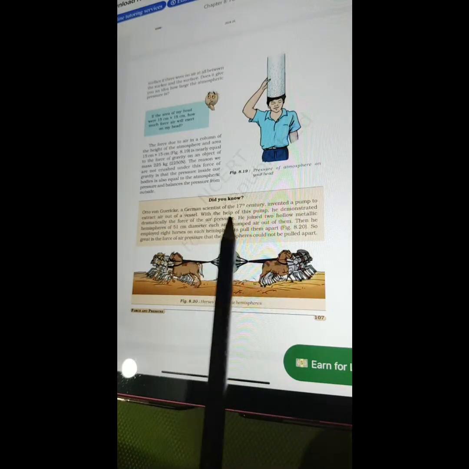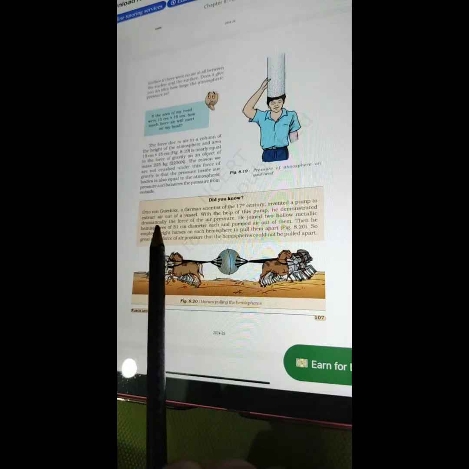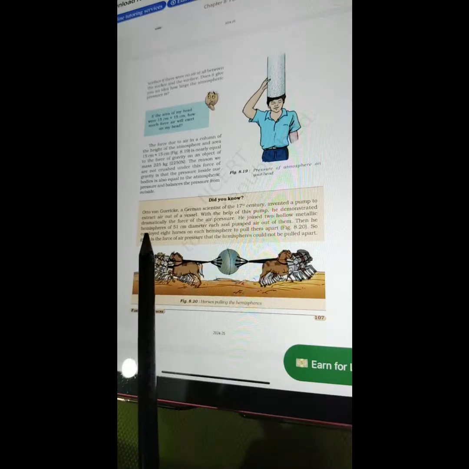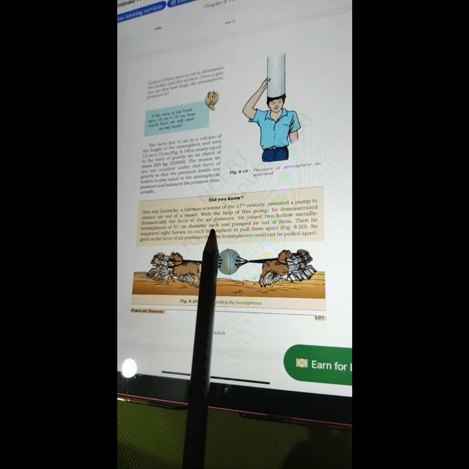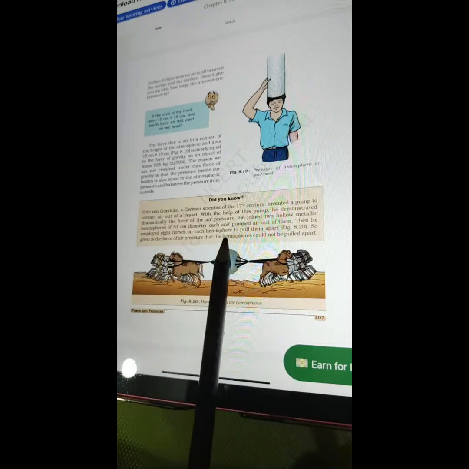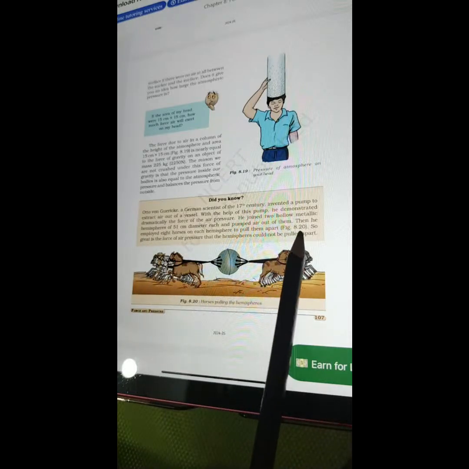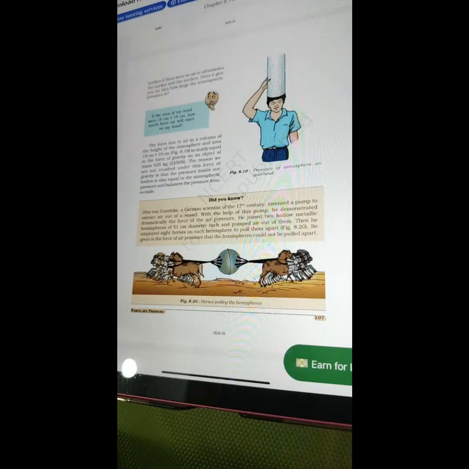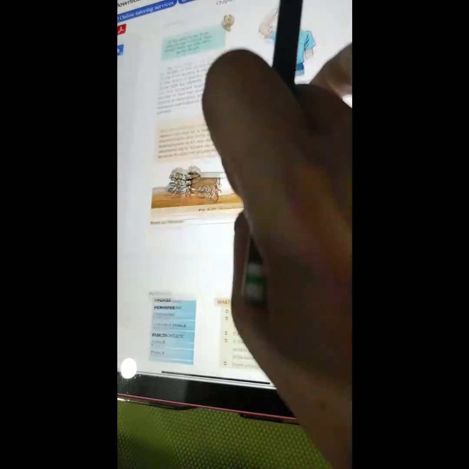Did you know Otto von Guericke, a German scientist of the 17th century, invented a pump to extract air out of a vessel? With the help of this pump, he demonstrated dramatically the force of the air pressure. He joined two hollow metallic hemispheres of 51 centimeter diameter each and pumped air out of it. Then he employed 8 horses on each hemisphere to pull them apart, as shown in figure 8.20. So great is the force of air pressure that the hemispheres could not be pulled apart.